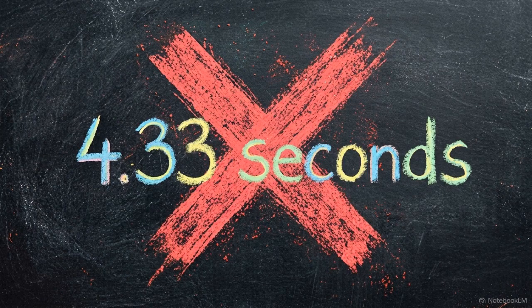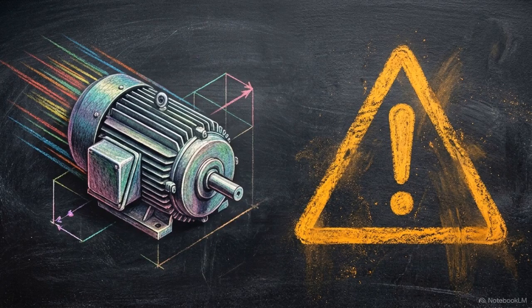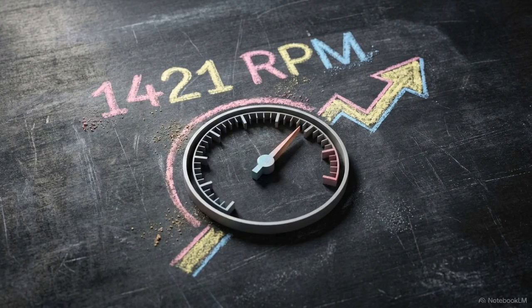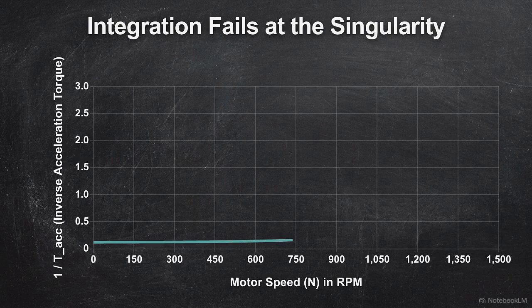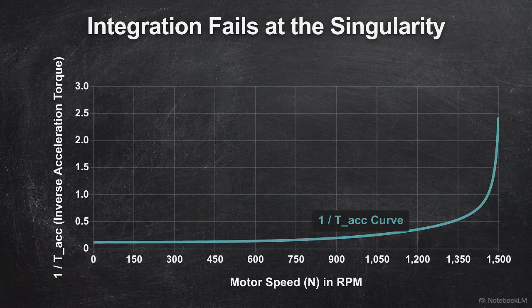But this result is an underestimation. Because of how we've approximated the data, 4.33 seconds is significantly less time than the motor actually requires to reach that speed. The discrepancy happens because of what occurs as the motor nears 1425 RPM. As the speed increases, the motor torque and the load torque begin to converge. This causes the acceleration torque, the difference between them, to become extremely small. When we graph 1 over that acceleration torque, the math reveals a problem. Because the acceleration torque is in the denominator, as it approaches 0, the value of the fraction spikes toward infinity.